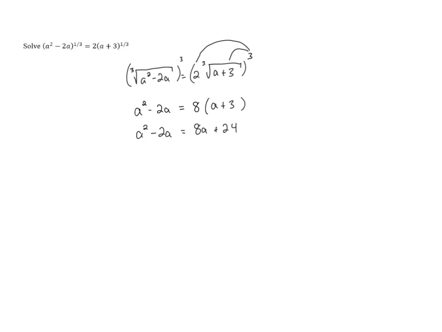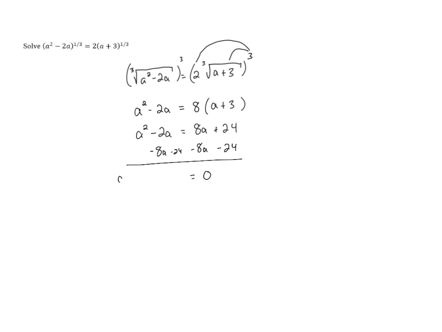Again, this is a quadratic equation, a polynomial equation. So to solve this, we need to move all the terms to the same side so that the other side is 0. And then we factor the polynomial and use the zero factor property to solve. I want to move everything to the left-hand side because I want to keep this a squared positive, so I want to keep it where it is. To do that, I'm going to subtract 8a on both sides and also subtract 24 on both sides. That leaves us with 0 on the right-hand side.